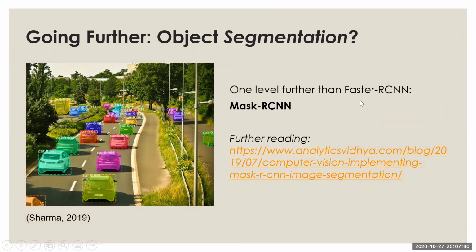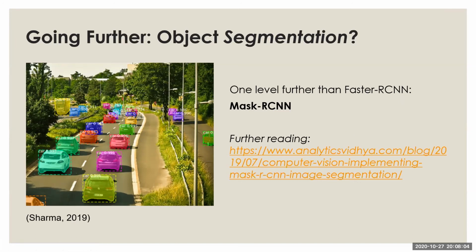And to do that, there's a variant of RCNN called Mask RCNN, which is an improvement of Faster RCNN that can do this kind of thing. We're not going to go into that for now, but here's the link if you want to read more about it. Since I'm going to give you the slide, you can access the link. Okay, so this is object segmentation.